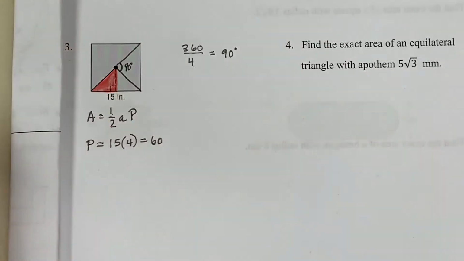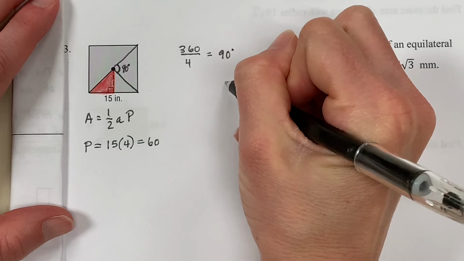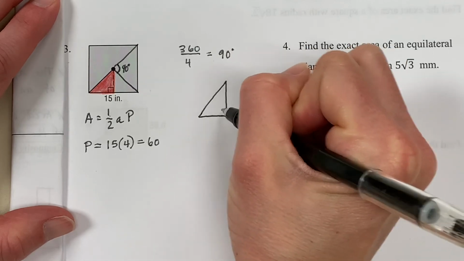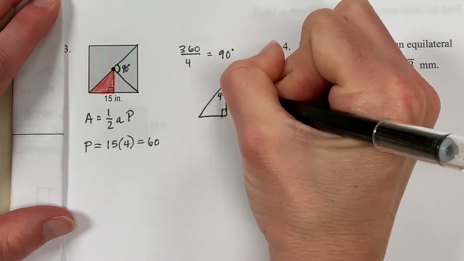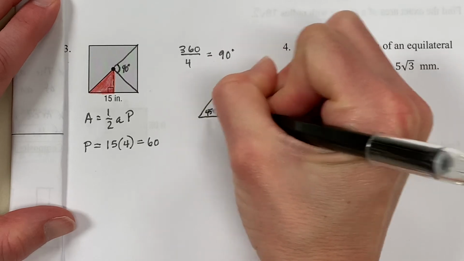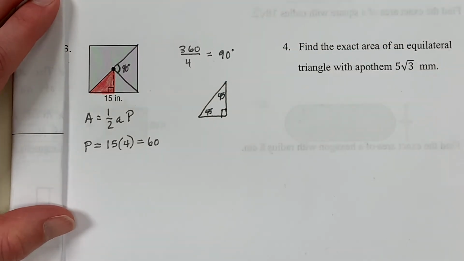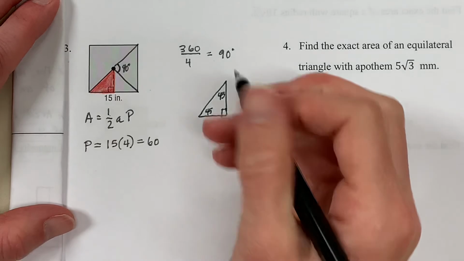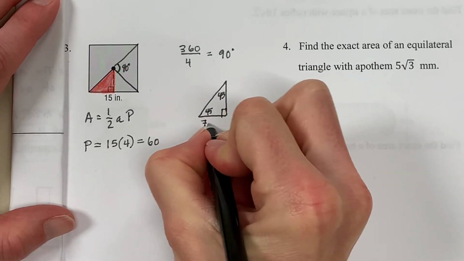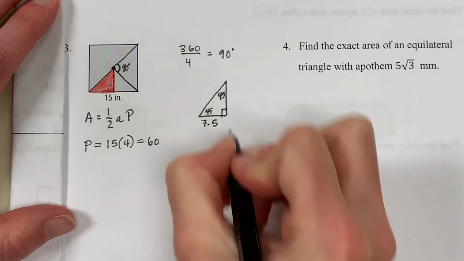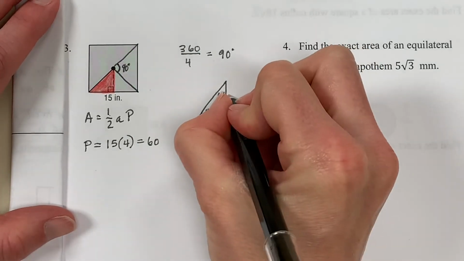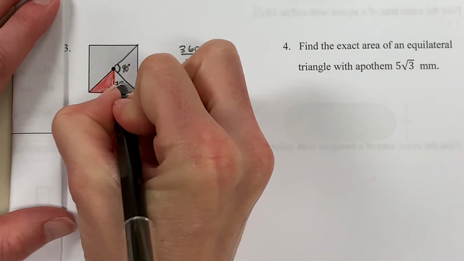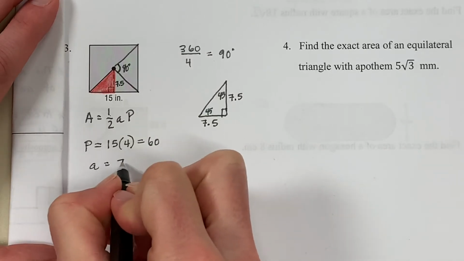Okay. So this red portion of the triangle is going to be a special triangle because half of 90 is 45. So this becomes a 45, 45, 90 degree triangle. Now the apothem also cuts that side in half. So half of 15 is 7.5, and we know that a 45, 45, 90 triangle is an isosceles triangle, so that means my apothem is also going to be 7.5. So a is equal to 7.5.